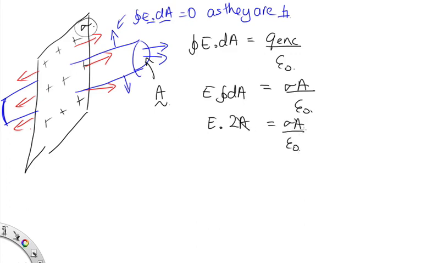Now our A's cancel out. So that's why this shape didn't matter. It doesn't really matter what the area is. So we've got E is equal to sigma over 2 epsilon naught. And so this tells us our electric field at any distance from an infinite plane of charge. So note it doesn't drop off with distance, and that's because these lines are always parallel, and this is an infinite plane. In reality, we can't have an infinite plane of charge.